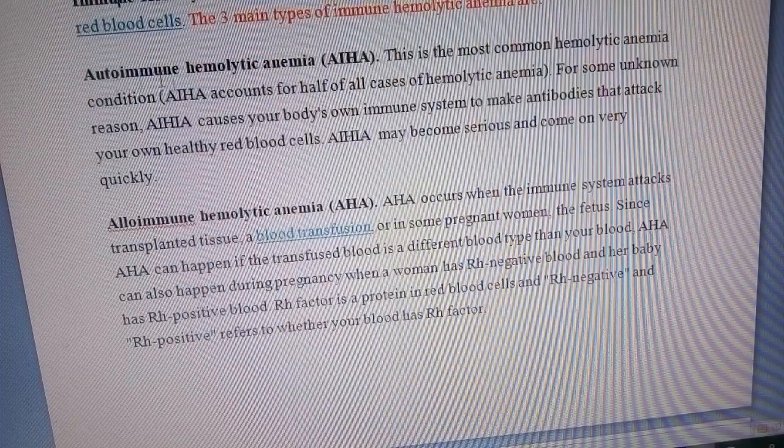Now, the first one is autoimmune hemolytic anemia, the abbreviation of which is AIHA. This is the most common hemolytic anemia condition. For some unknown reasons, AIHA causes your body's own immune system to make antibodies that attack your own healthy red blood cells. AIHA may become serious and come on very quickly.